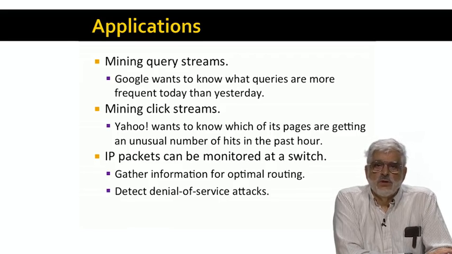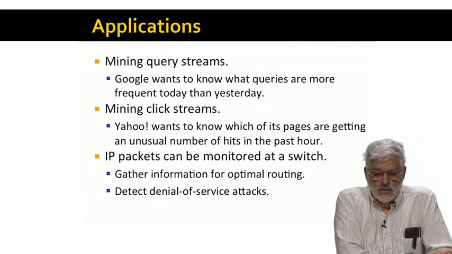We can view a switch in the middle of the internet as processing streams, one stream for each port. The elements of the stream are IP packets typically, and the switch can store a lot of information about packets, including the response speed of different network links and the points of origin and destination of the packets. This information could be used to advise the switch on the best routing for a packet, or to detect a denial of service attack.